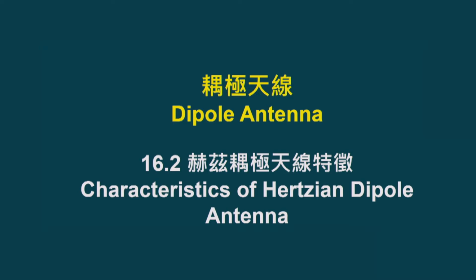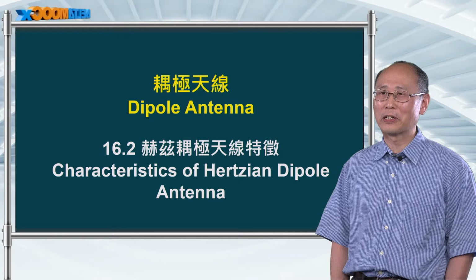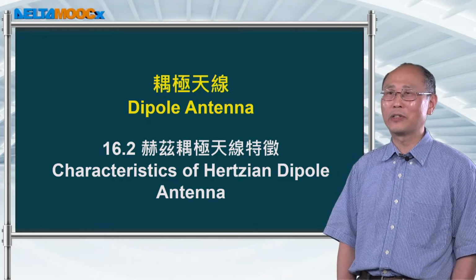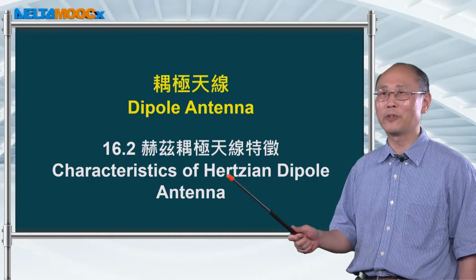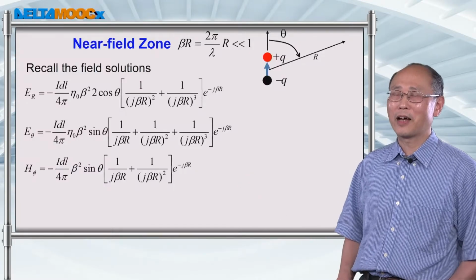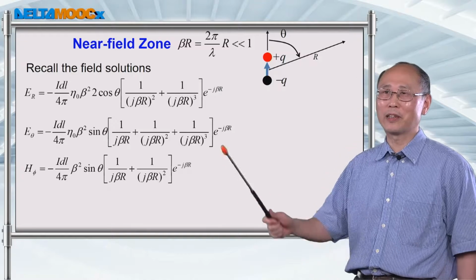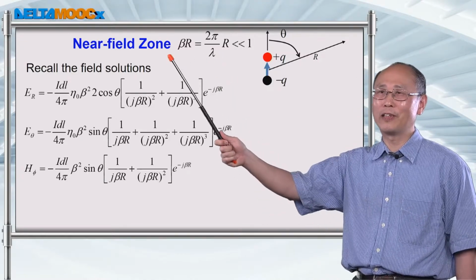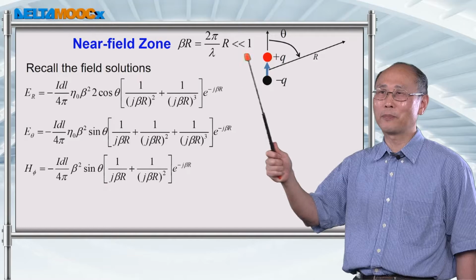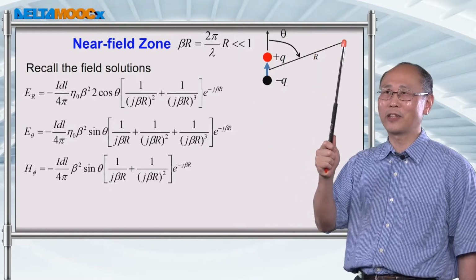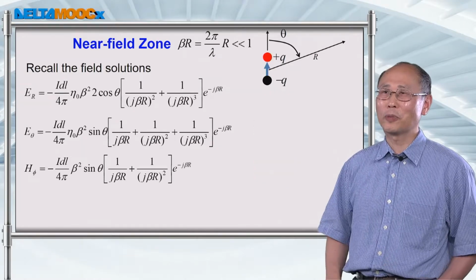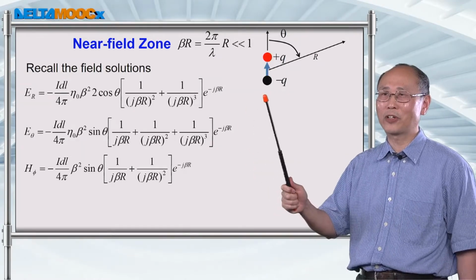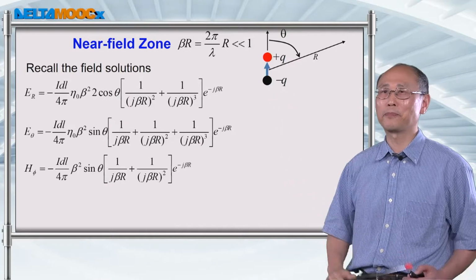In section 16.1, we derived the field expressions for a Hertzian dipole. Now we're going to use those expressions to understand the physics of a Hertzian dipole antenna. At the very beginning, let's just focus on the near field zone, where the position R is very small compared to the radiation wavelength. So we'll be talking about the physics very close to this dipole.